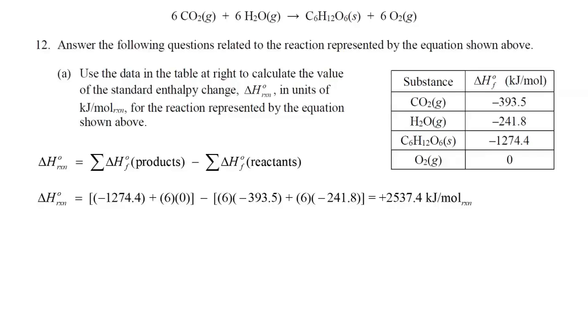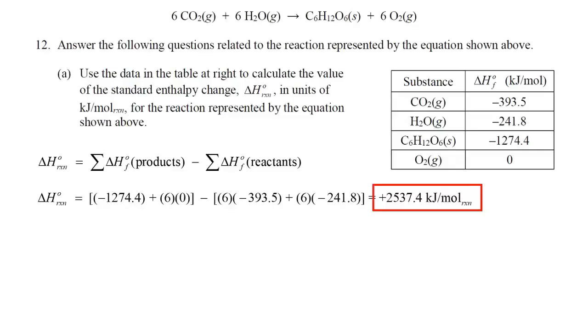Those are our products. And then minus the sum of the enthalpy of formation for the reactants. That would be 6 times the number for CO2, which is negative 393.5, plus 6 times the number for H2O, which is negative 241.8. We do all of that math and we get positive 2,537.4 kilojoules per mole of reaction.